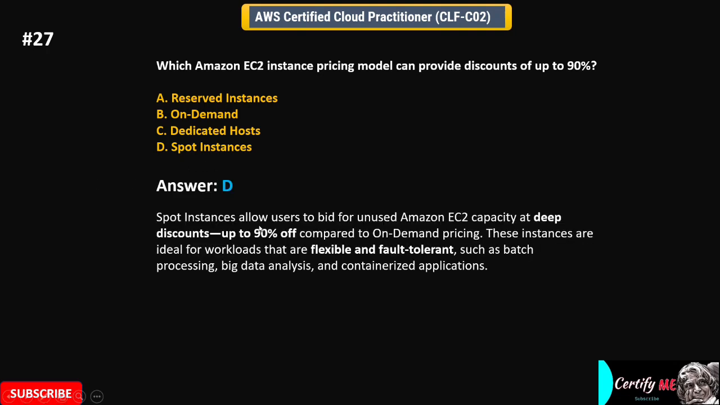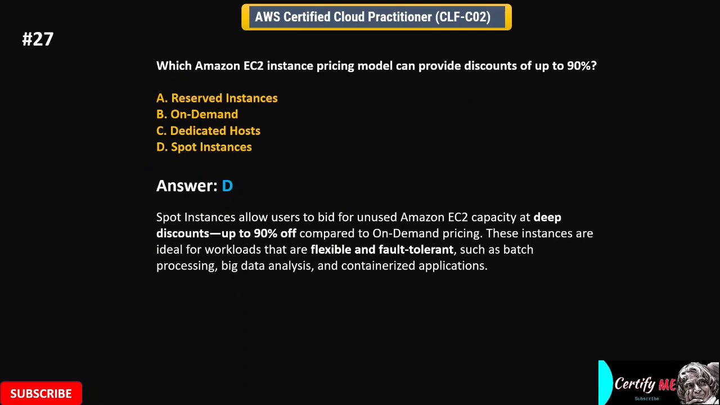Spot instances allow users to bid for unused Amazon EC2 capacity at deep discounts up to 90% off. Compared to on-demand pricing, these instances are ideal for workloads that are flexible and fault tolerant, such as batch processing, big data analysis, and containerized applications.